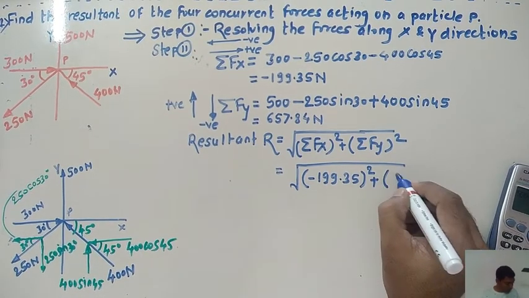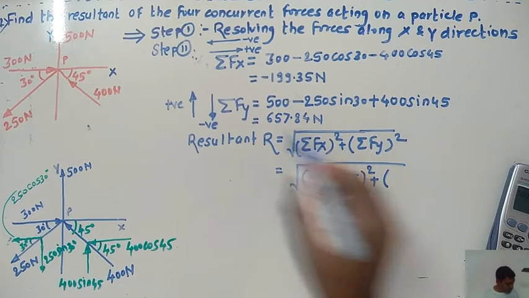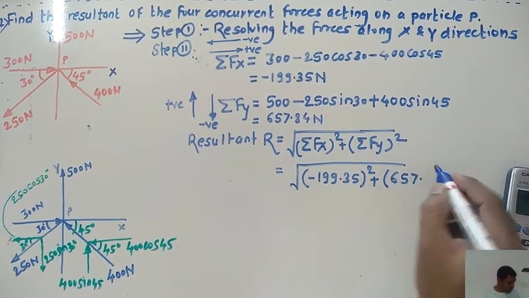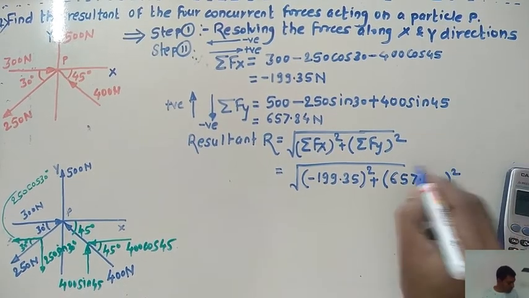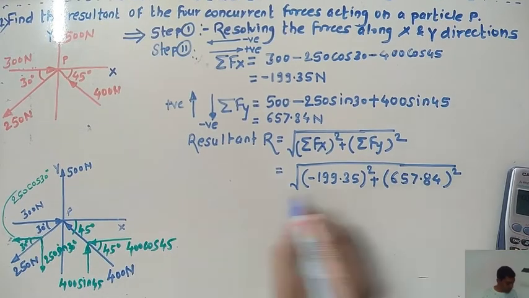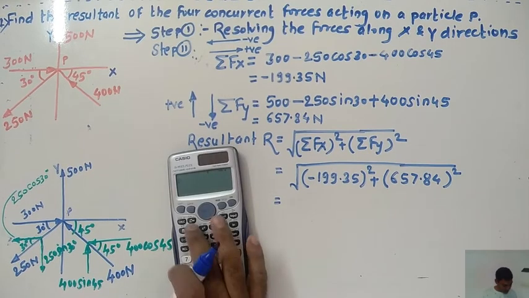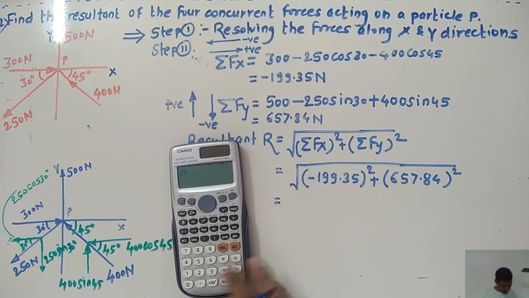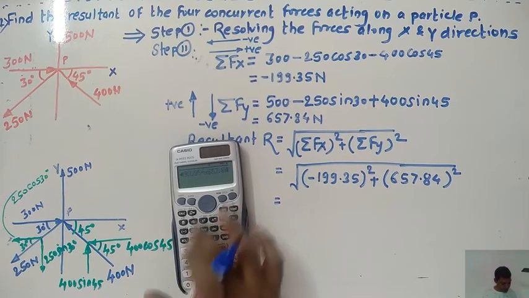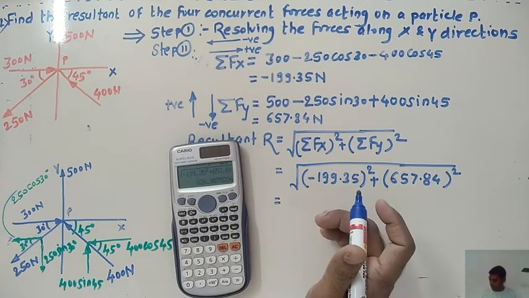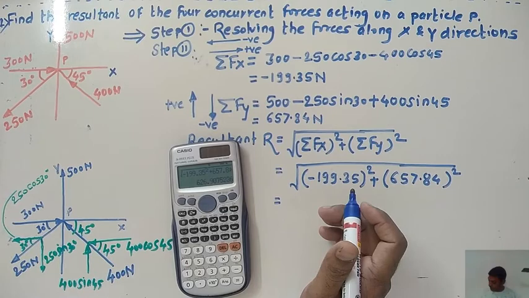Next, summation of Fy, 657.84. Do the square of this term. Now take the square root of this. I'll put all these things in the square root sign here: minus 199.35, bracket squared, plus 657.84, bracket squared. Just press the equal button. So how much do we get here?